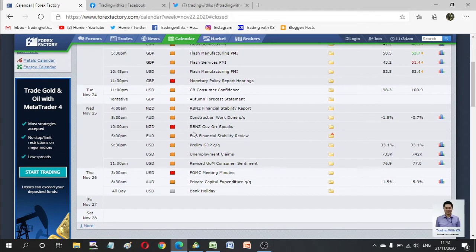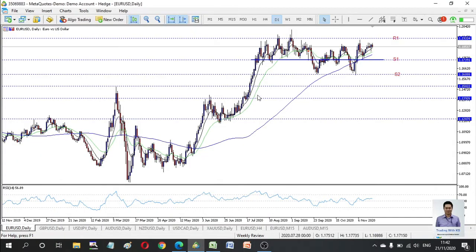Look for the GDP, the employment claims and the consumer sentiment. And maybe you want to hear what comes out of the FOMC meeting, any bullish or negative sentiment. Okay, let's look into the chart.